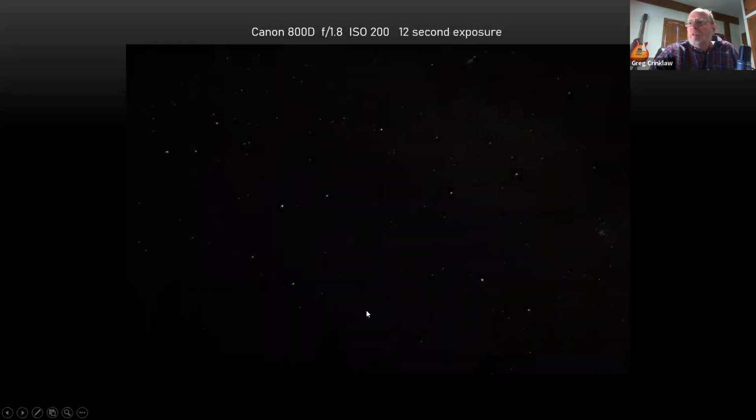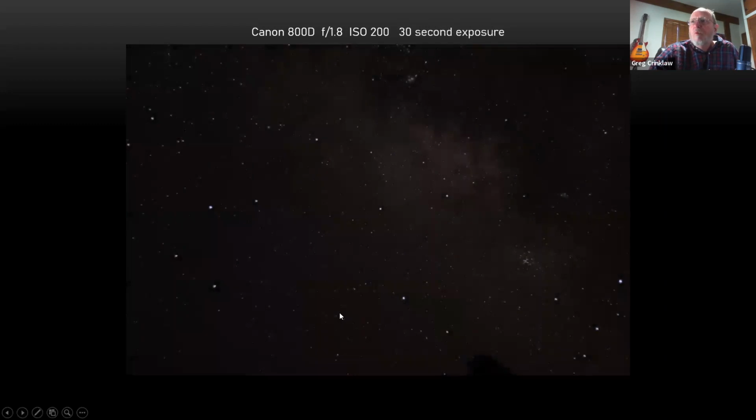I got a DSLR last year, and I wanted to know how well it would work for astrophotography. In particular, I wanted to see what I could capture without a tracking mount. So this is my first image I took. It was 6 seconds. You can see this is of Sagittarius. It's captured some stars. Here's a 12-second exposure. It's captured more stars. So increasing the exposure time has captured more signal. And here's one at 30 seconds.